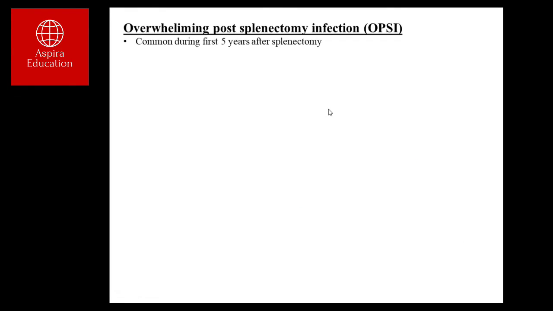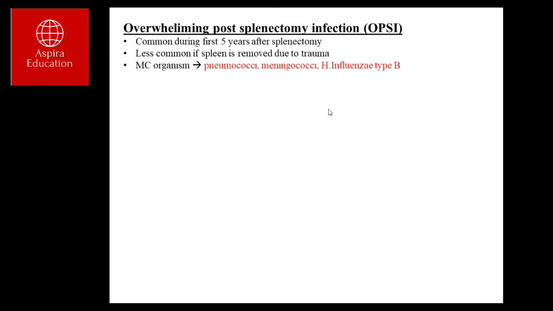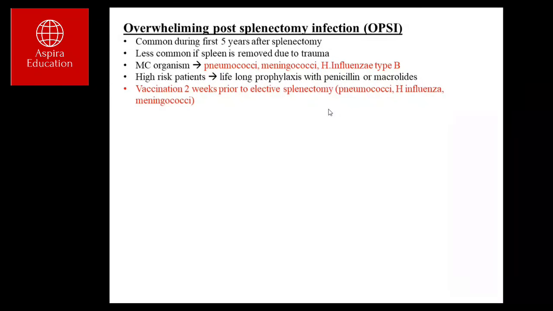Next is post-splenectomy infection. It is common after splenectomy because the spleen is very important for phagocytosis. The most common organisms are the capsulated organisms like pneumococci, meningococci, and H. influenzae type B. So these patients usually require lifelong prophylaxis with penicillin or macrolide group of drugs.